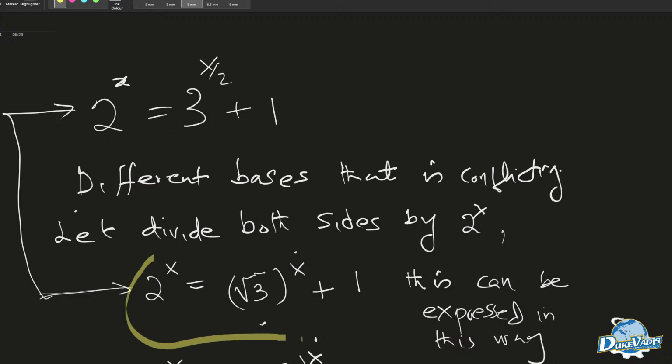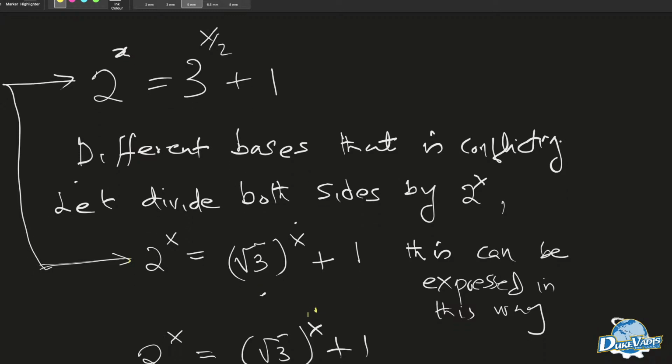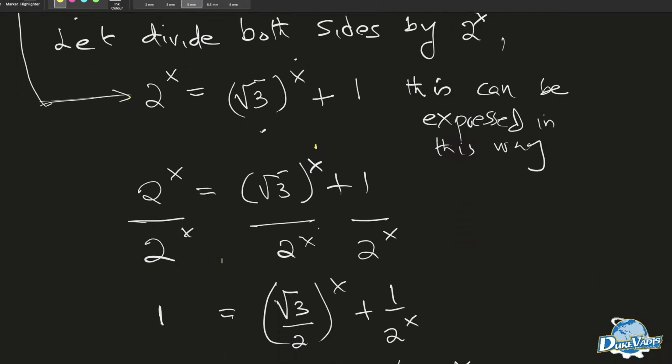All we did was change the square root sign. Over here, the 3 has a half in it. So with the half in it, that makes this equation root 3 over 2 raised to the power x. We divided both sides of this equation by 2 raised to the power x, such that x is not equal to 0.